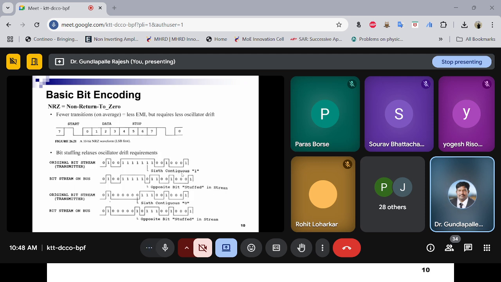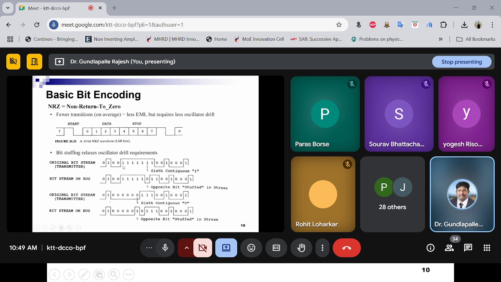So here we see the basic encoding of the data that is done in the physical layer. It is based on non-return to zero. Let us say there is a data string of 8 bits. Before the 8 bits you will have a start bit, and you have a stop bit at the end of the 8 bits. Now, how is bit stuffing used here? Let us say the original bit stream at the transmitter is 00, 11, 11, 11, 11, and 00.